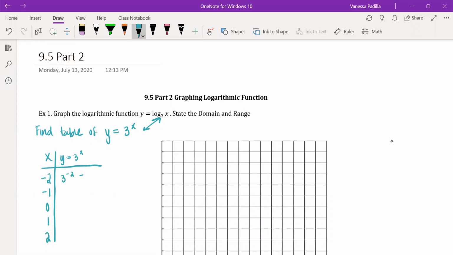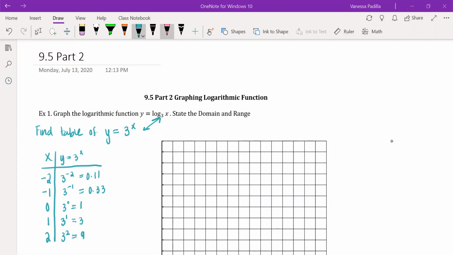And I get 0.11. 3 to the -1, I'm going to go ahead and plug that into my calculator. I get 0.33. 3 to the 0 is 1. 3 to the first power is 3. 3 squared is 9. So these are our points here.